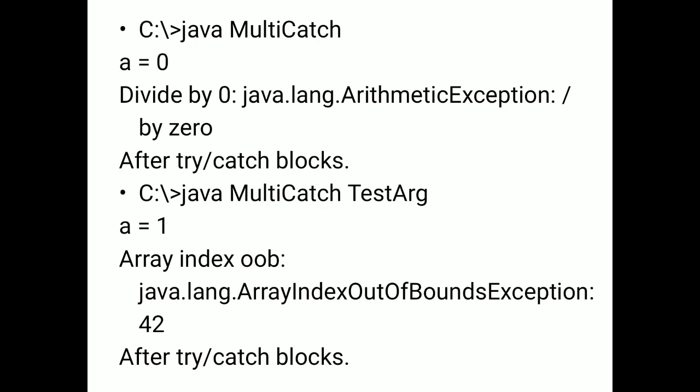So this is the output with respect to the previous Java MultiCatch. Only now the command line argument, the number of arguments, will be 0, and for that reason we get the divide by 0 condition. Next, if you are passing one argument, that is test arg, now the number of arguments will be 1, then the value of a will be 1. Now you will get array index out of bound.